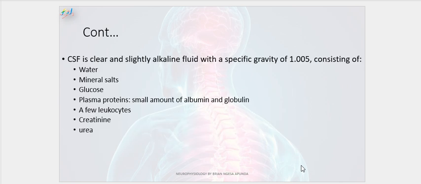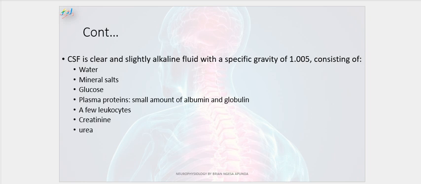So the CSF, what is it? This is a clear and a slightly alkaline fluid with a specific gravity of around 1.005, consisting of water, mineral salt, glucose, plasma protein, and also a small amount of albumin and globulin. A few leukocytes, and it also contains some creatinine and urea. See, these are some of the waste products that you'll ordinarily anticipate.